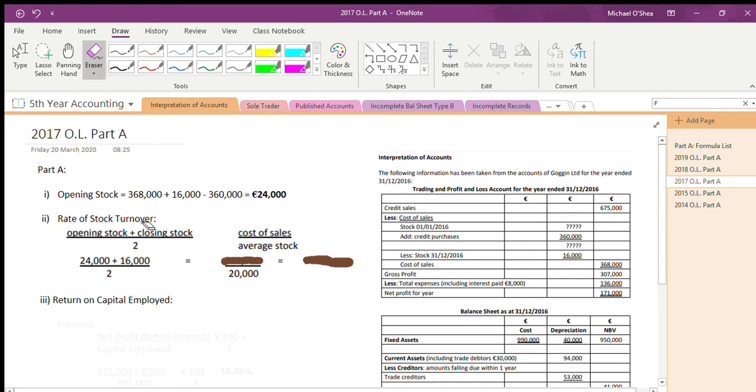That's my formula for rate of stock turnover. My cost of sales is given at 368,000. So 368,000 divided by 20,000, and my answer is in times. My answer is 18.4 times.